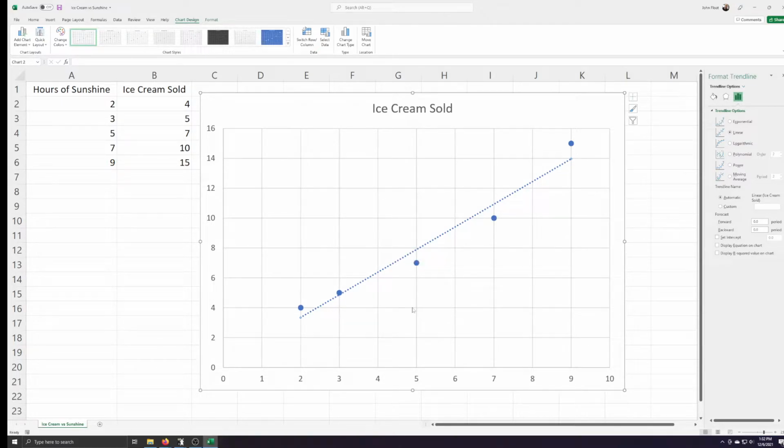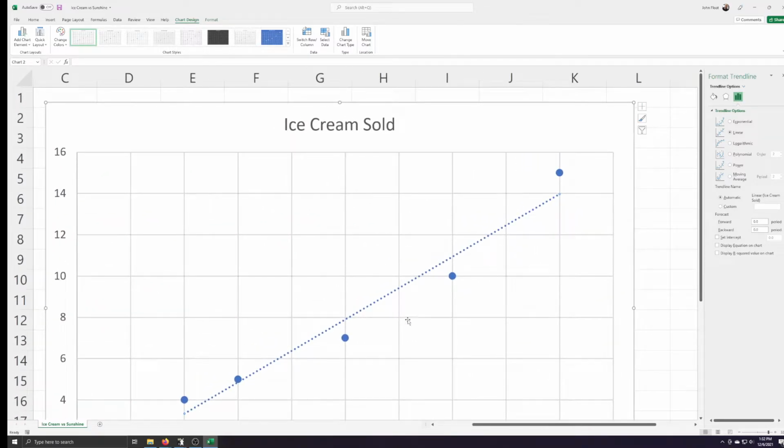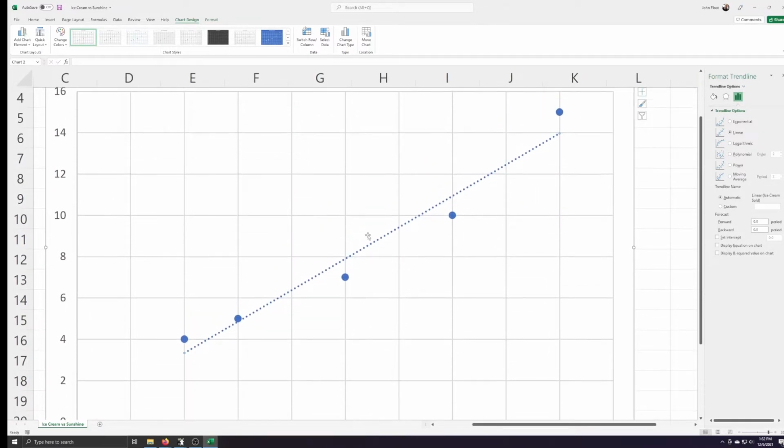And as you can see, and I'm going to zoom in here for us, you can see that this line basically flows through all the data values, and it has what we call a linear trend to it. So if you look at these data values from left to right, you can see that they go from bottom left to top right, and they kind of form a straight line. It's not perfect, but it's almost a straight line.